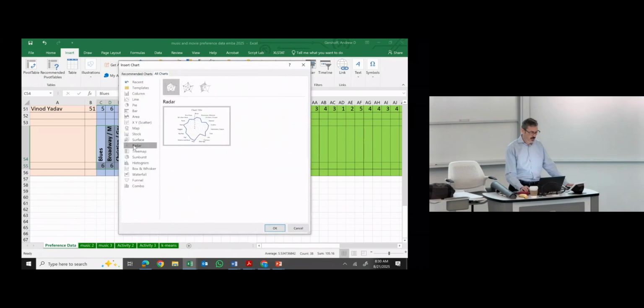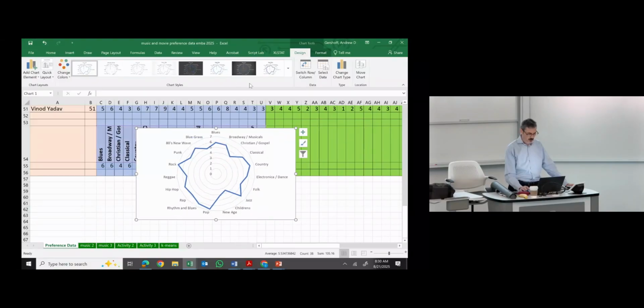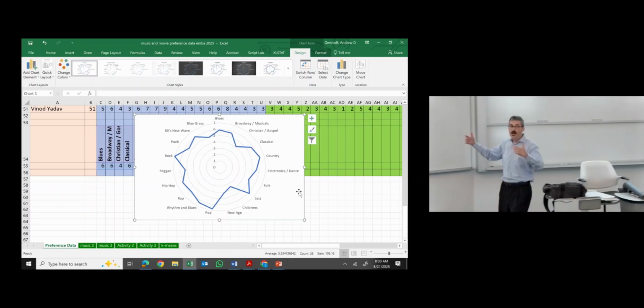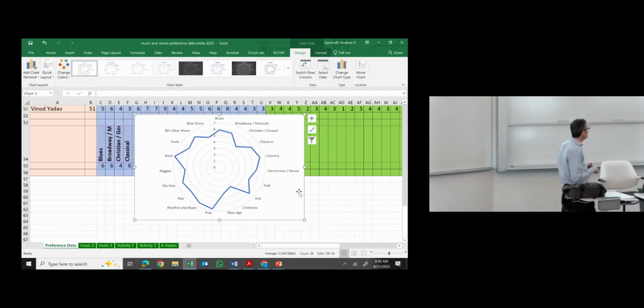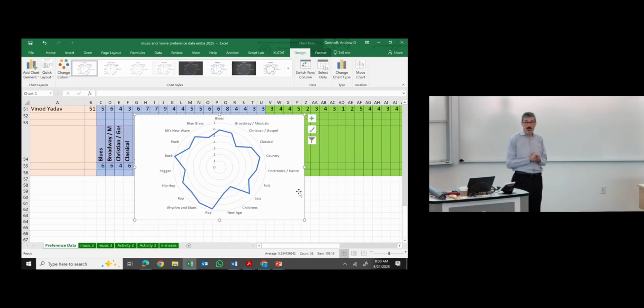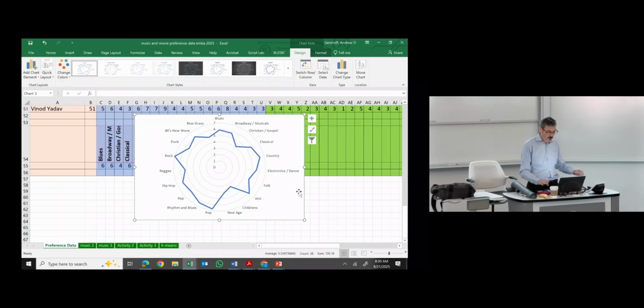I like using this radar chart as a way to think about this. Right, and so the farther from the center, the higher the preference on average. Nearer to the center, the preference is lower. So what does that mean in terms of the kind of music that I should play on this radio station?